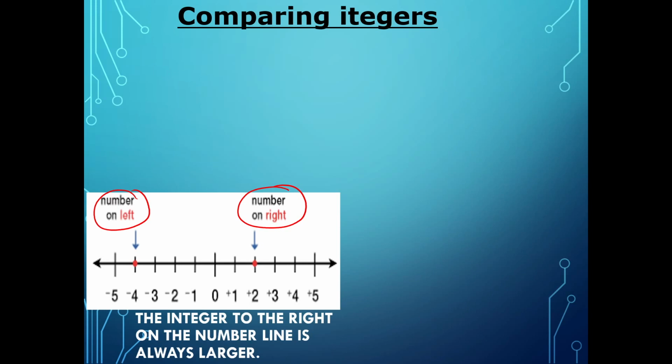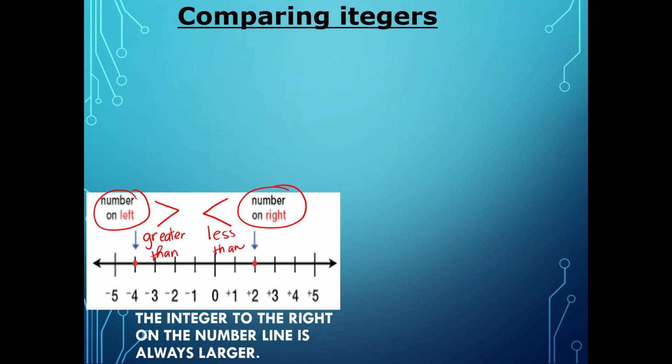What is this symbol? How do you read this symbol? How do you read this one, Orville? Less than? Greater than, sir. Okay, this is greater than or more than. This is less than or lesser than.